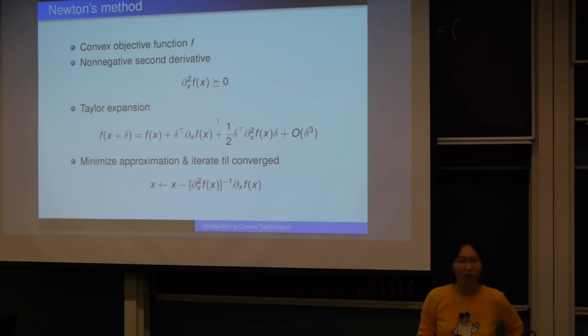Newton's method is a second order method. We have a convex objective function f, so this function will have a non-negative second derivative, which means the Hessian matrix will be positive semi-definite. If we do a Taylor expansion on f(x plus delta), Newton's method tries to minimize this function by finding an appropriate delta. We just take the derivative with respect to delta, and the solution gives delta equals the inverse of the Hessian times the first derivative. So delta is the direction we want to go, which means the update step will be we assign x to be x minus delta.